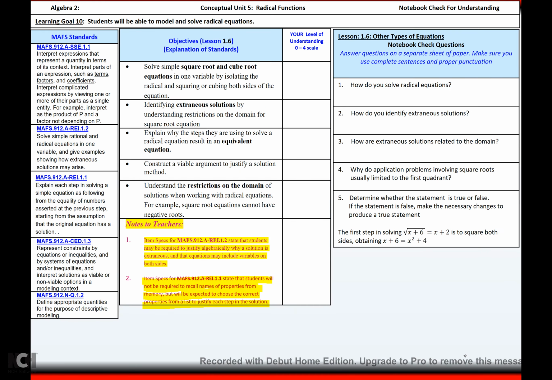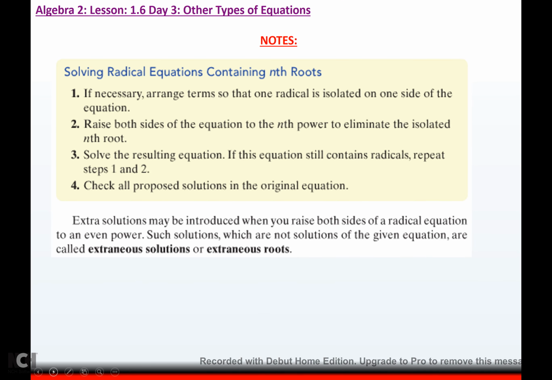All right, today we're going to be talking about other types of equations, specifically some radical equations and how to deal with those. Okay, so it says solving radical equations containing nth roots.